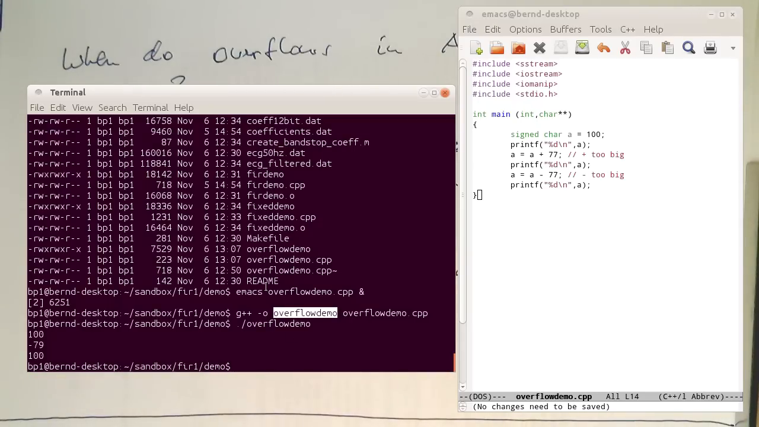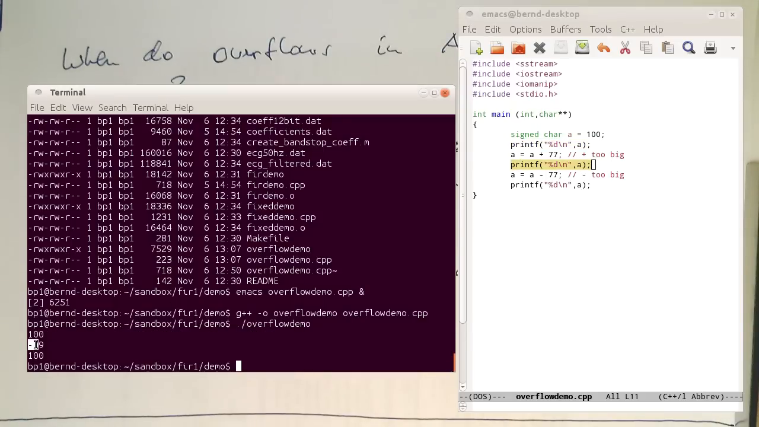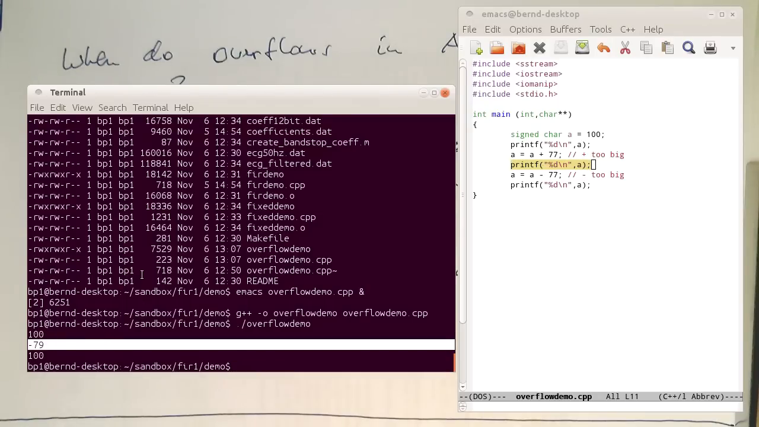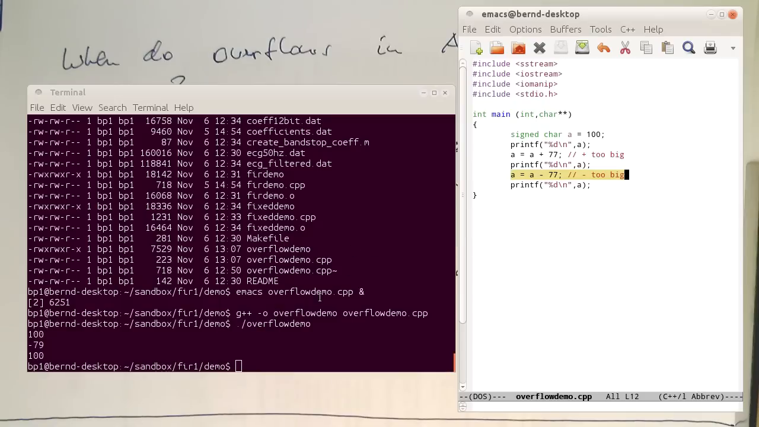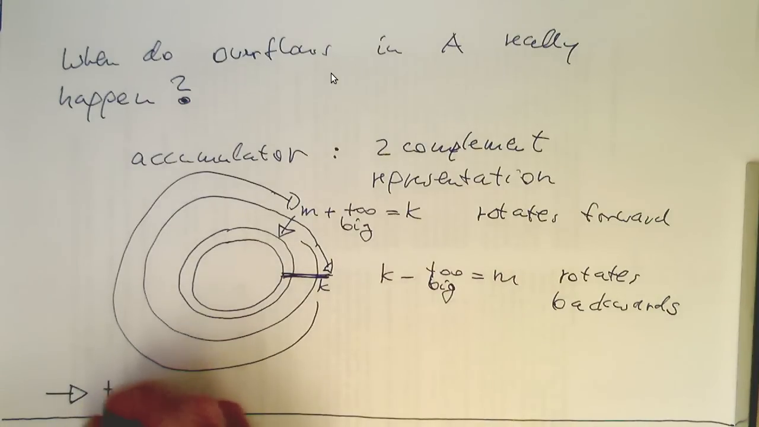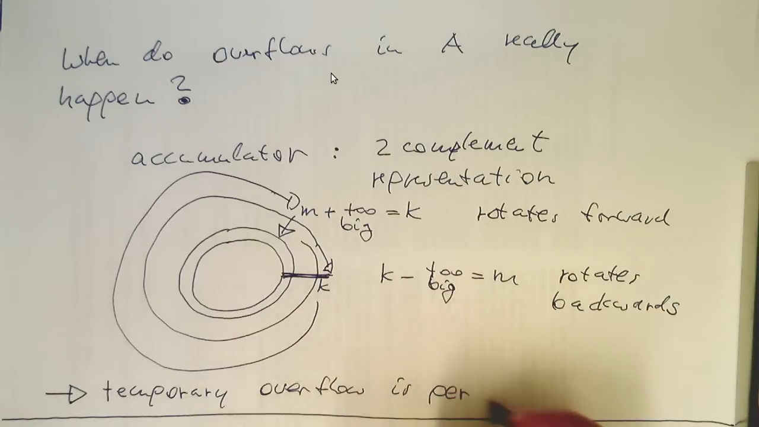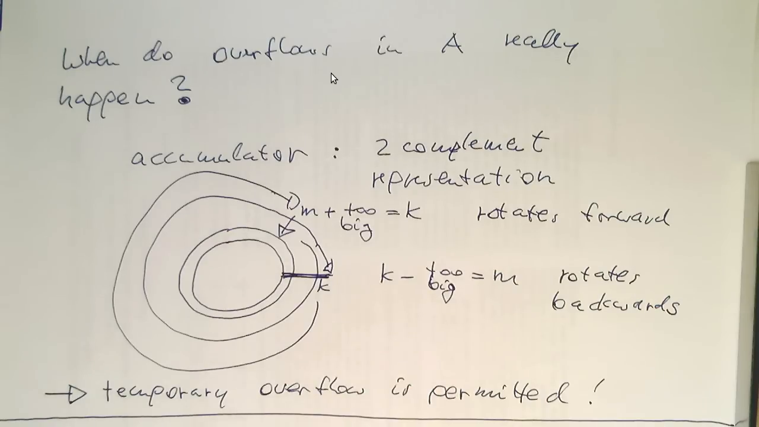What we see here is the first printf command, which generates the 100. Then we are adding the 77 to it, and the next one is obviously wrong. We're getting minus 79. Obviously, we were expecting 177, but because of the overflow, this doesn't work. But then we are subtracting the 77 again, and we are getting our 100 back. So a temporary overflow doesn't matter in the two's complement representation. The take home message is that temporary overflow is permitted. So the question is now, do we get temporary overflows in the FIR filter, which can be fixed?